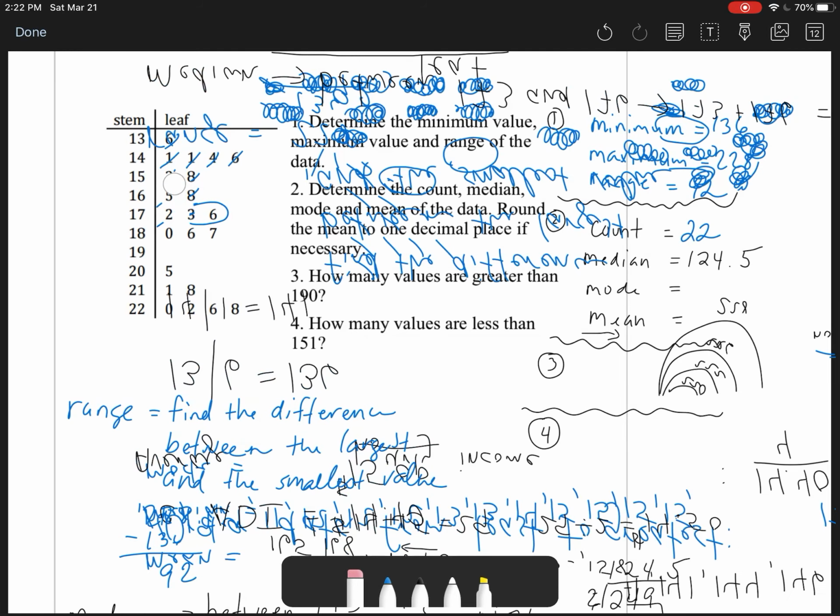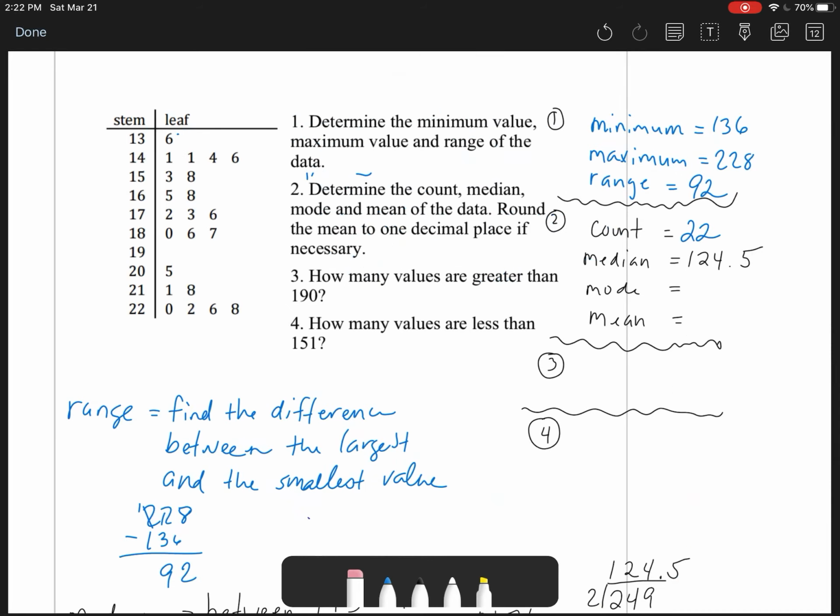Okay, the mode is the number that occurs most often. So it's pretty simple to find here. Okay, what we're going to do is look to see which of the leaves appear most often. Okay, and that looks like it's going to be 141 because we have 2 1s there. So the mode is 141.